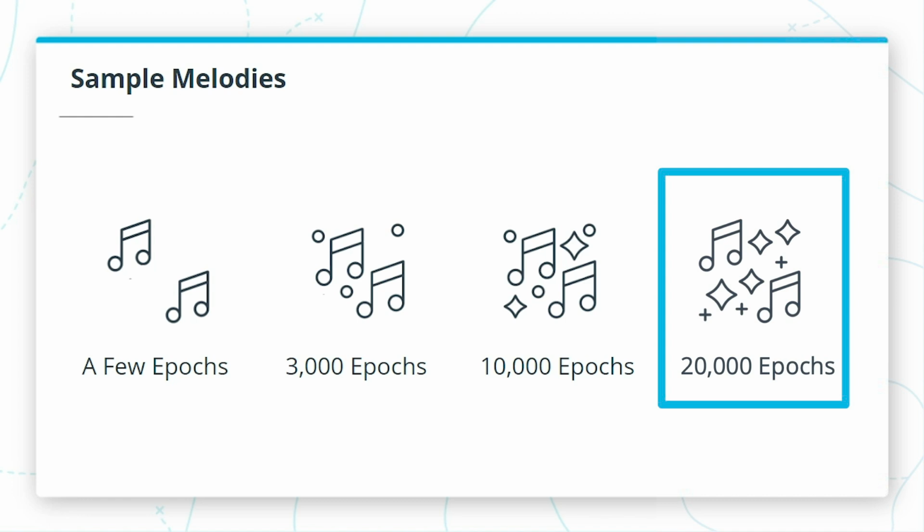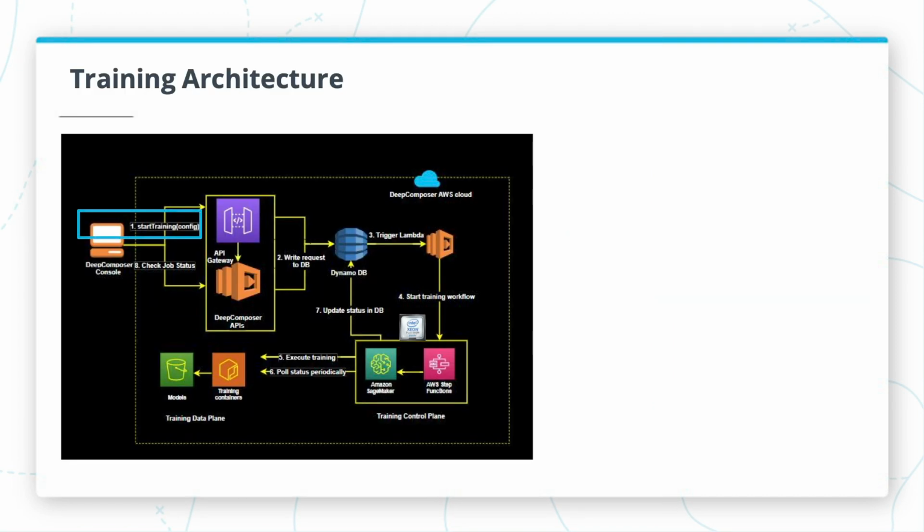You'll see that the model improves over time as the machine learning model trains further. Now let's take a look at the training architecture. The user launches a training job from the AWS DeepComposer console by selecting the various hyperparameters and dataset filtering tags.